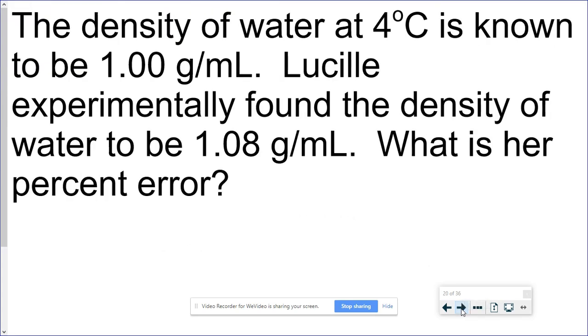So here's an example of a problem that was done in lab. We had 4 degrees Celsius, and the accepted density of water then is 1 gram per milliliter. Lucille experimentally found the density of water to be 1.08. They want to know what her percent error is. So pause the video, use the formula from the last screen, and see if you can calculate the percent error.